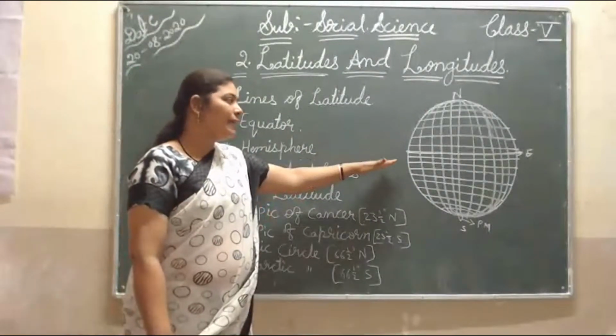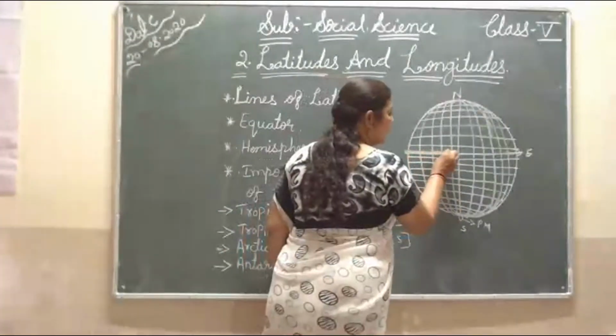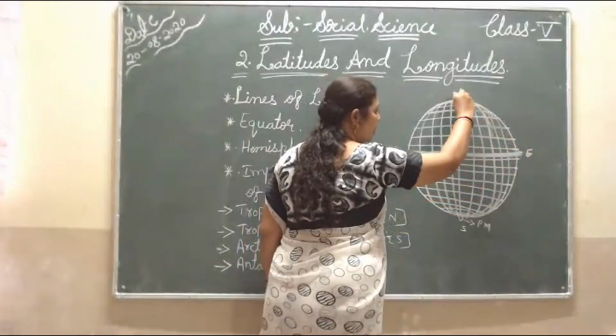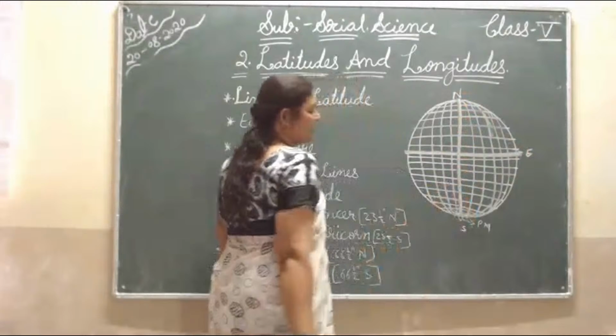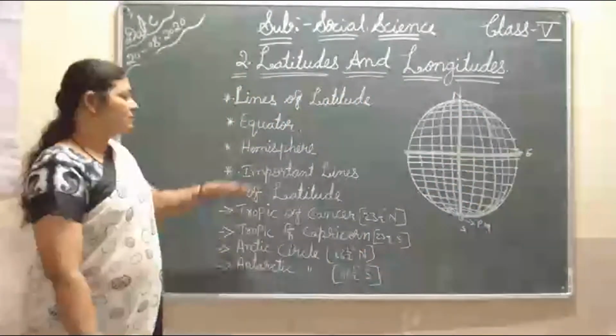The middle line is called the equator line. And the line coming from north to south is called the prime meridian line. Okay, that is over.